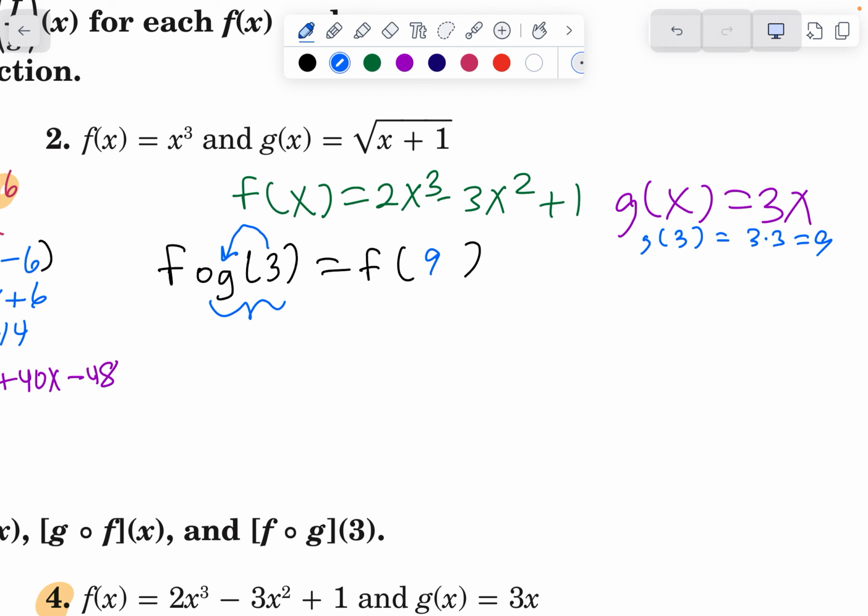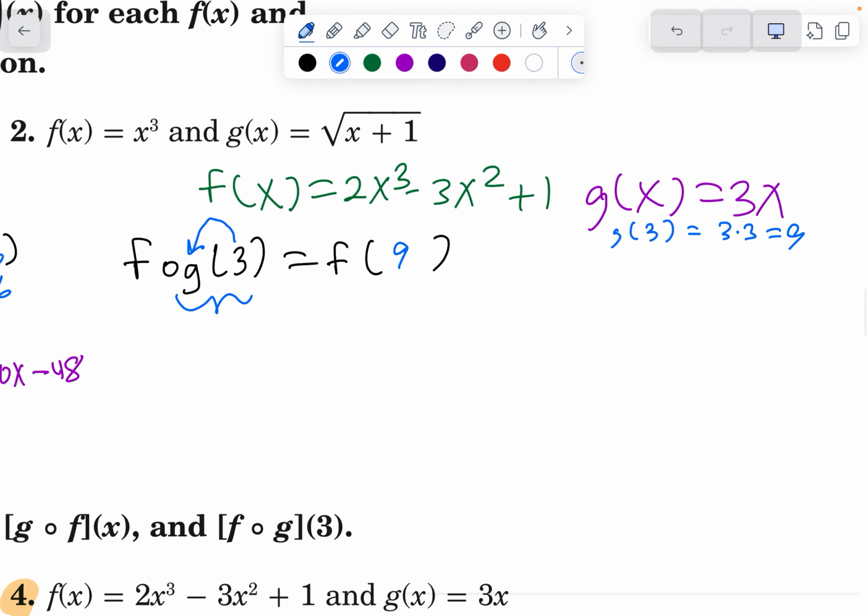So don't overthink it. Please, don't overthink it. f of 9 is just 2 times 9 cubed minus 3 times 9 squared plus 1. I don't know what that is. That's 2 times 729 minus 3 times 81 plus 1. I assume from that point you'd plug it into a calculator, okay?